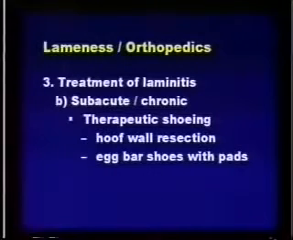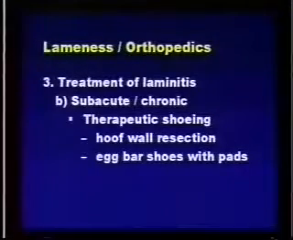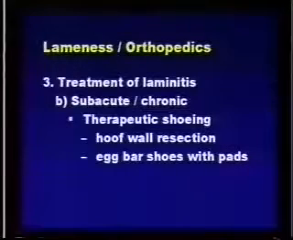Another approach to the treatment of chronic laminitis is therapeutic shoeing. Hoof wall resection is frequently done in these animals. If you've got hoof wall separation to where there's a large area that's filled with serum between the sensitive and non-sensitive lamina, it's important to open this area up so that it can start to epithelialize again and then recornify. There's a number of different types of shoes and tabs that are used on these horses. Egg bar shoes are quite commonly used.